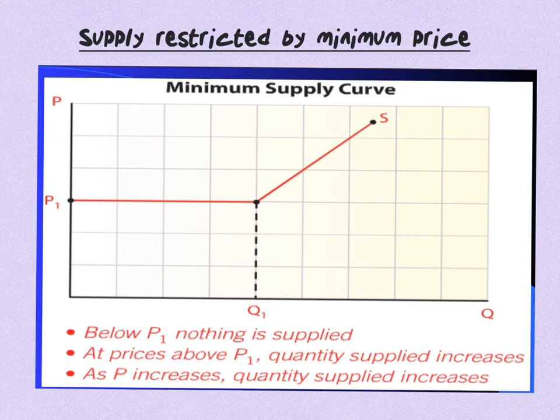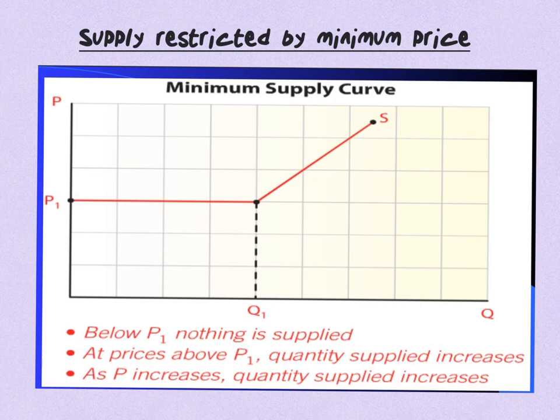A really good example of this would be minimum wage. So the minimum wage rate is €9.15. Below the minimum wage of €9.15, you can see that nothing is supplied. That is because below €9.15 per hour, very few people will be willing to supply their labour.